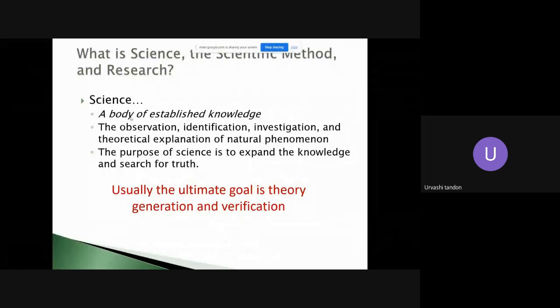So again, the related things are, what is science, scientific method, and the research. So science is a body of established knowledge, right? And the ultimate goal is theory generation and validation. So what is a theory? Theory is something, just like Newton came out with a theory, right? Or Einstein came out with a theory like E is equal to mc square. So theory is a universal truth, right?